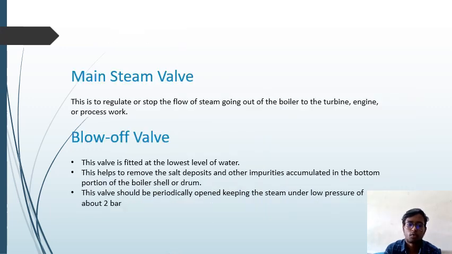Here are some other mountings which are also used in boilers. The first one, main steam valve. It is used to regulate and stop the flow of steam going out of the boiler to the turbine, engine or process valve.